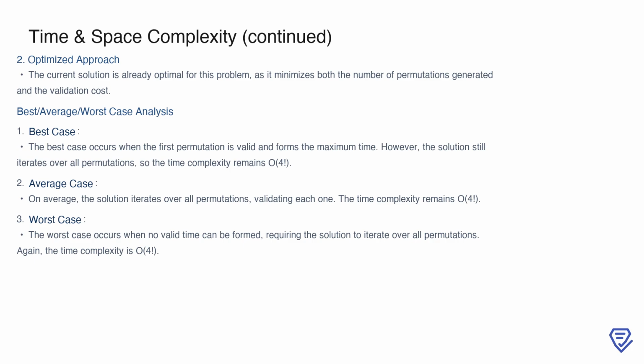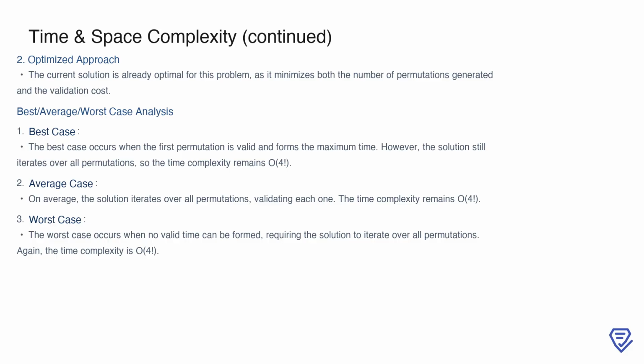The current solution is already optimized for this problem because it minimizes both the number of permutations generated and the cost of validation. Let's now look at the best, average, and worst-case scenarios for this solution. In the best case, the first permutation that is evaluated is valid and forms the maximum time. However, the algorithm still evaluates all permutations, so the time complexity remains O(4!).